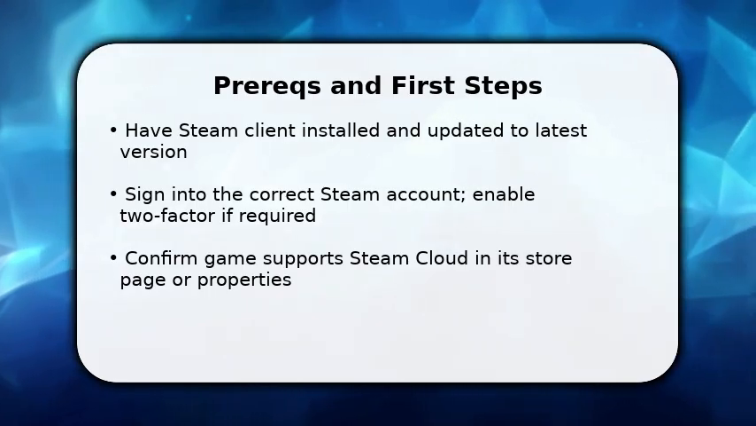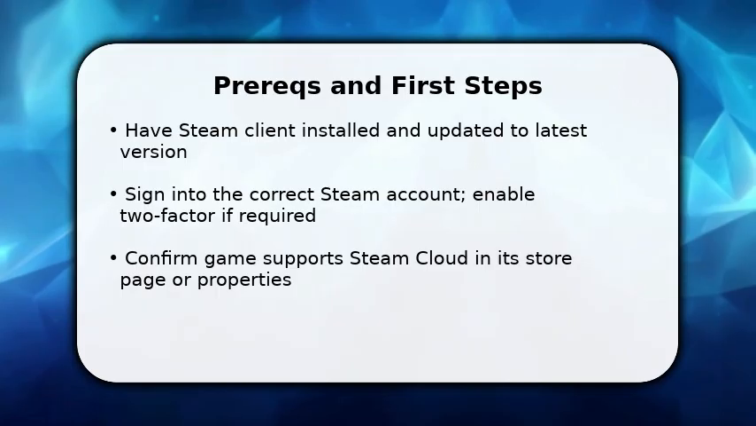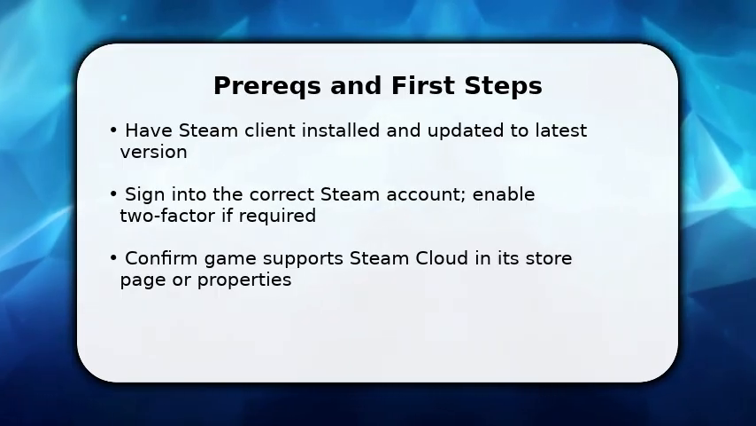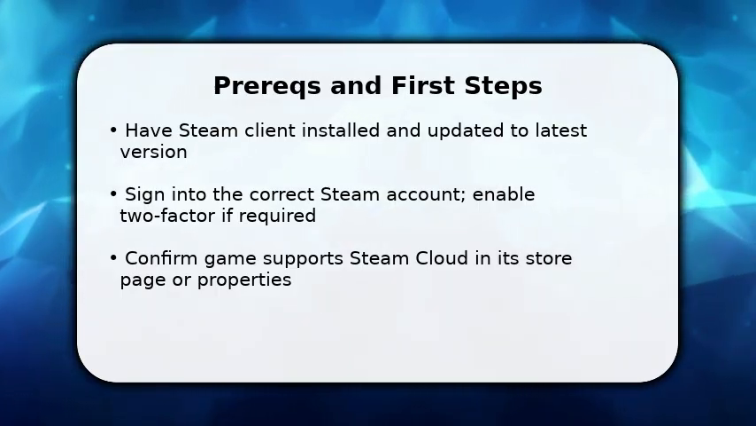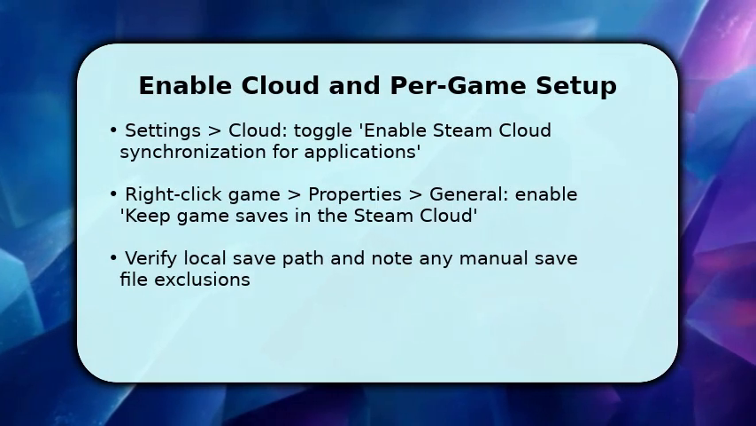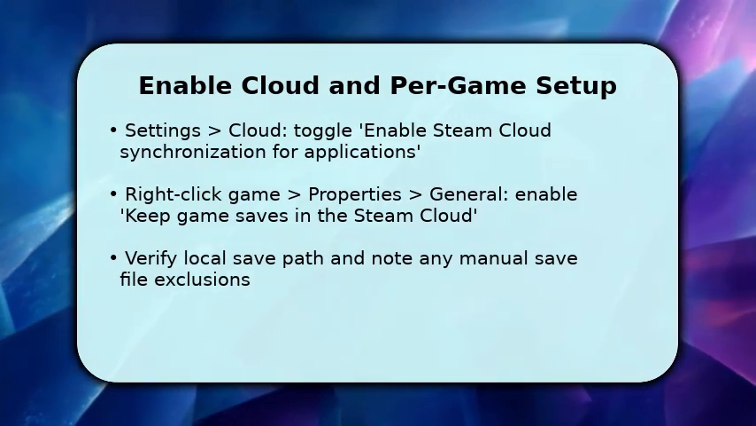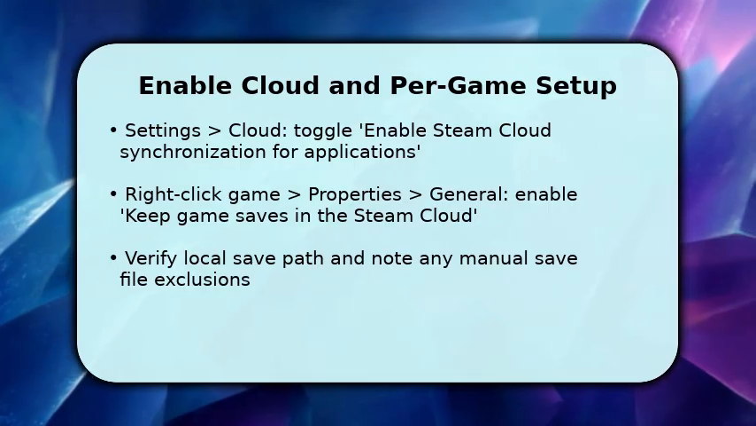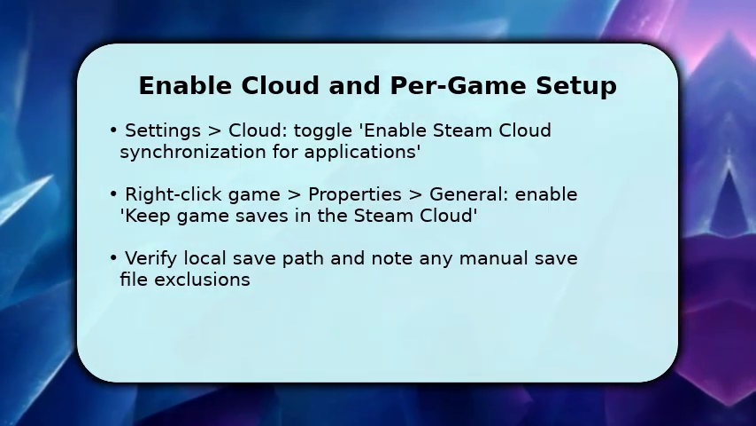You'll enable the global toggle there. This begins the process. Keep your internet active and avoid quitting while settings apply. Once Global Cloud is enabled, you need to set each game individually. Right-click the game in your library, choose Properties, then under General enable Keep Game Saves in the Steam Cloud.